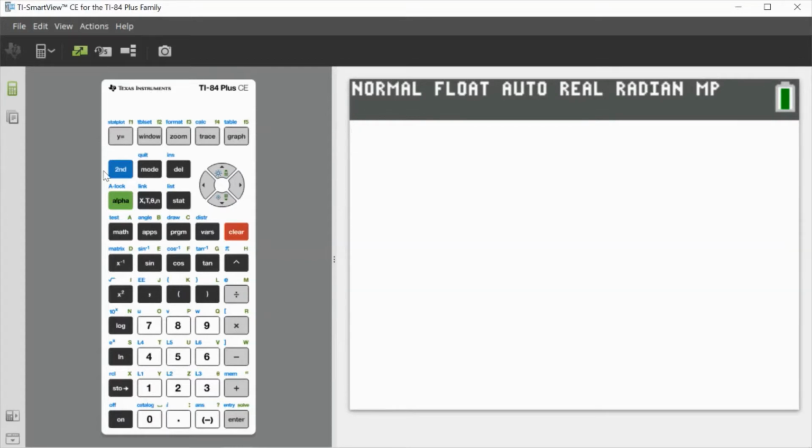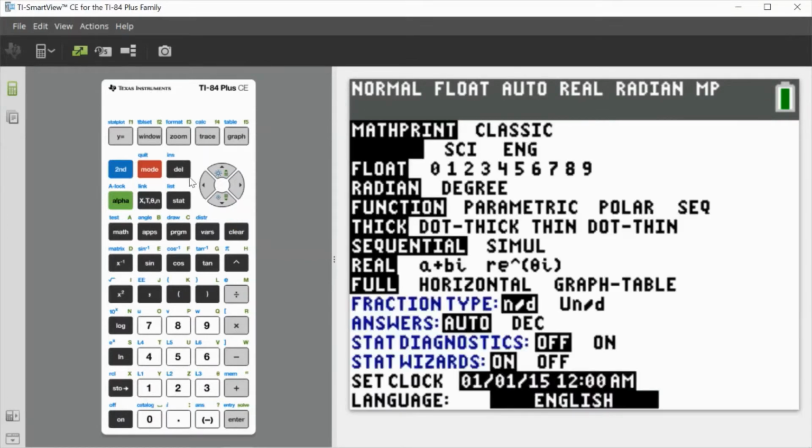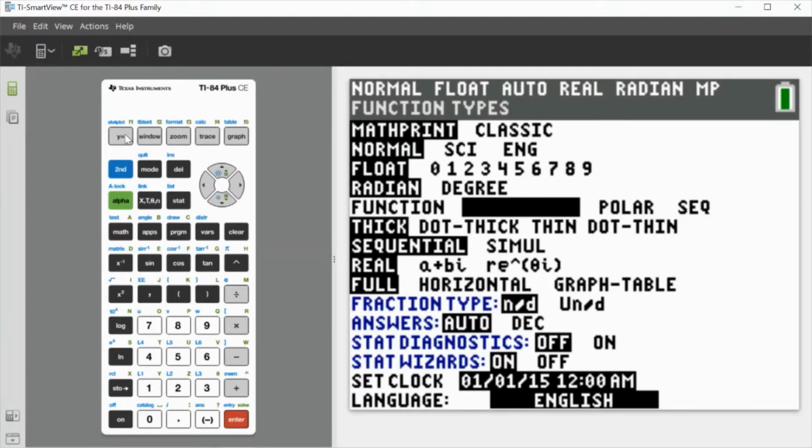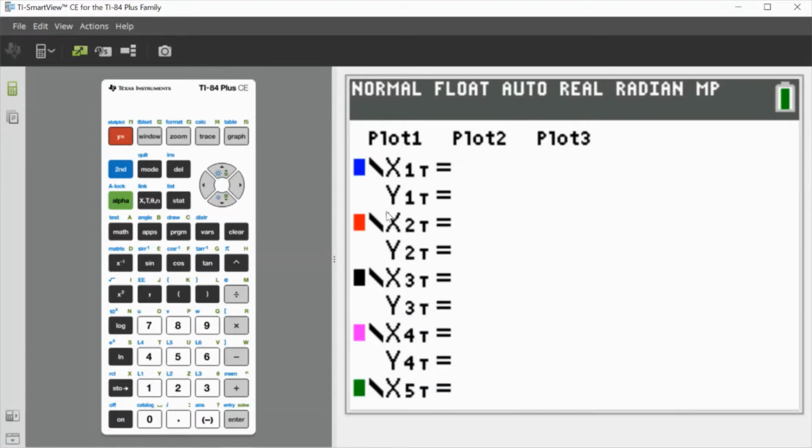So if you hit the mode button, which is next to the second button, and scroll down here to the fifth line, you can see that this is where I set the mode in terms of function, parametric, polar, and this is called sequential. We're not going to use that, but we'll use the parametric mode right now. So I hit enter. Once I have that selected, now when I go to my y equals screen, it's going to show sets of parametric equations.